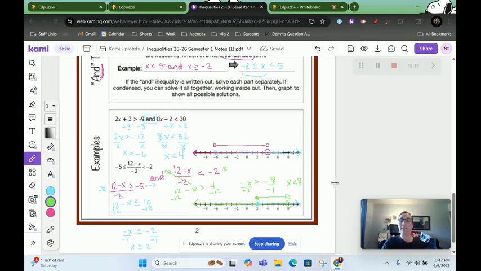Now, if you're graphing an "and" inequality and they don't overlap, then you would have no solution. Okay, so we've got to keep straight what "or" means and what "and" means. So "or" means you have to have two separate pieces. If there's any overlap, you made a mistake. "And" means there has to be overlap. So if there's not, you either made a mistake or your answer is no solution.